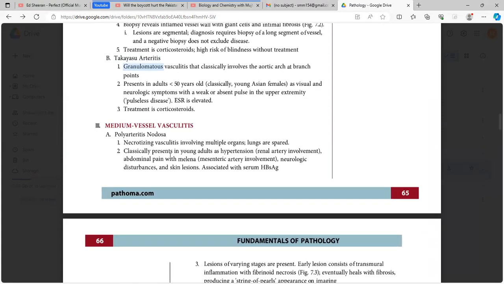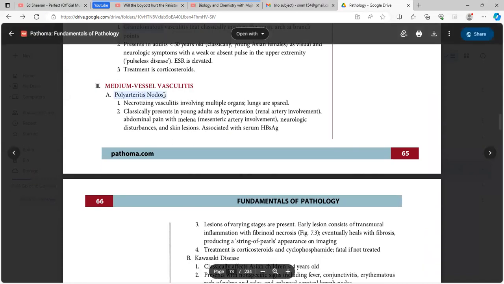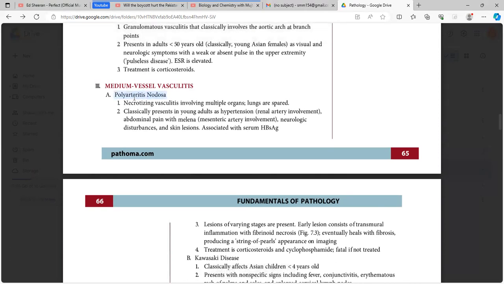Now we come to medium vessel vasculitis. The first one is polyarteritis nodosa. The main thing you have to remember is that polyarteritis nodosa targets all the main body organs, especially the GIT, which leads to bloody diarrhea. However, the only organ which is spared are the lungs.